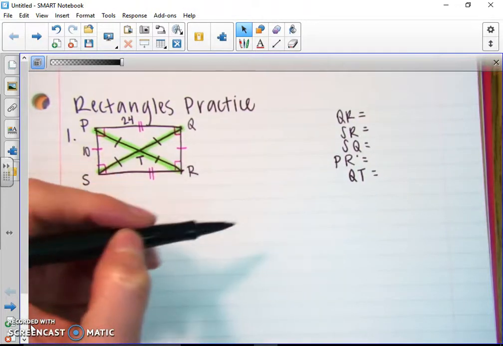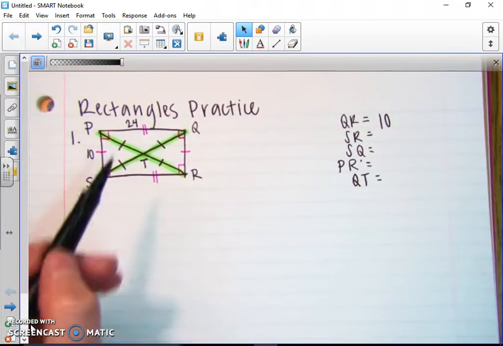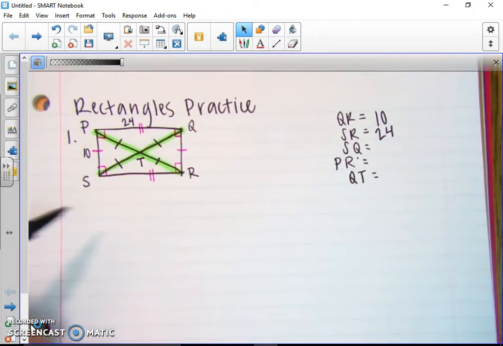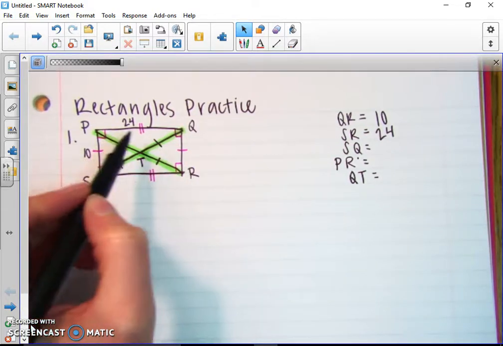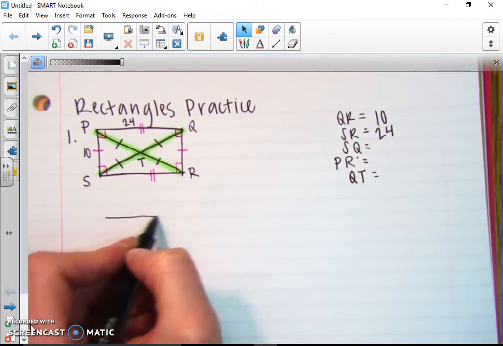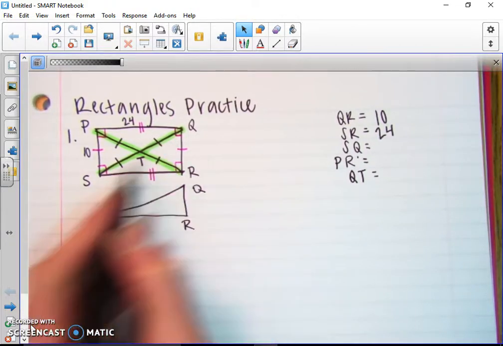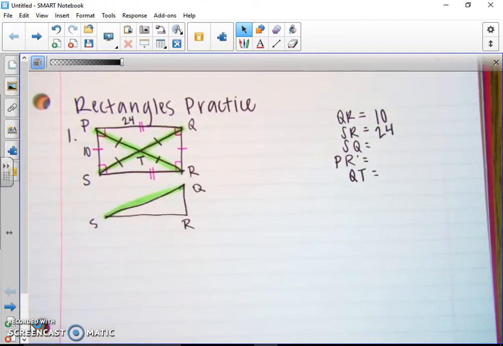Okay, so looking at our picture, QR is the same as 10 because it's opposite sides. SR is the same as 24. SQ, well, SQ we know is the same as PR, but I don't know what either one of those is. So how could we figure this out? SQ, if we look at our rectangle, is broken down into right triangles. So look at this right triangle, SRQ, and you can kind of redraw it if you need to. But SRQ, that's just half of that rectangle, and SQ is the hypotenuse of the triangle.